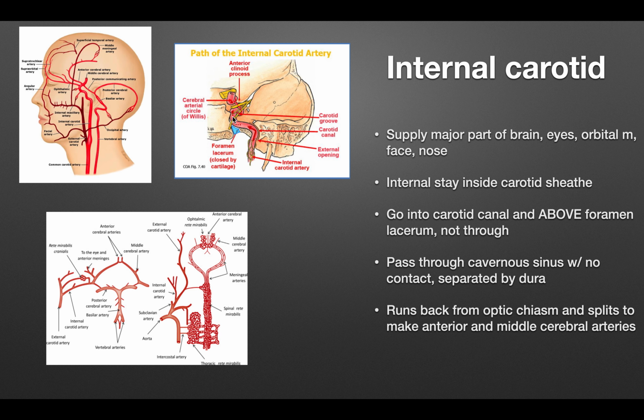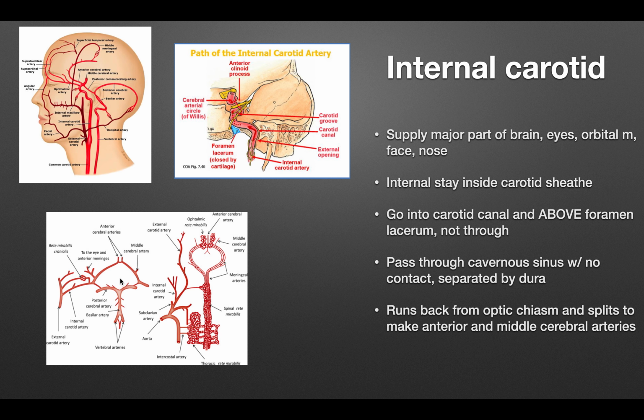So just know it goes above, and it goes in the carotid canal, and it goes through the cavernous sinus, and it's separated from everything by the dura. It runs back from the optic chiasm and splits. So it runs to the optic chiasm, splits to make the anterior and the middle. Here's the anterior cerebral artery and the middle cerebral artery. And then from there, there's a bunch of other branches.